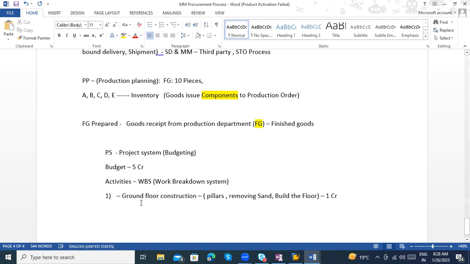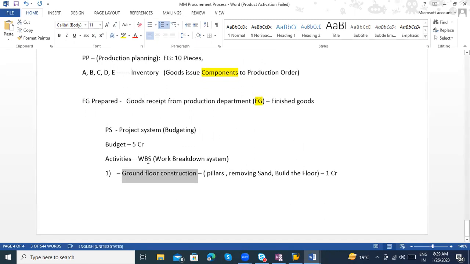Like here also, in construction, when you are doing the ground floor construction, you need to check what vehicles, resources and services you are using. If you are using cranes, how much are you spending? If you are taking external services, or cement bags, how much are you taking? All these things need to be counted, and that we call a WBS, work breakdown system.